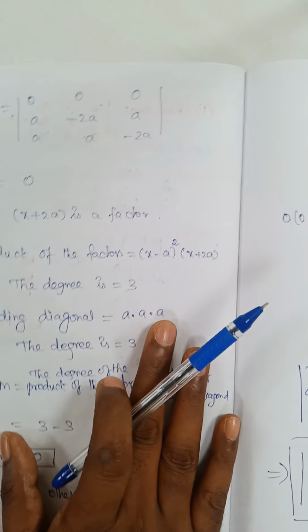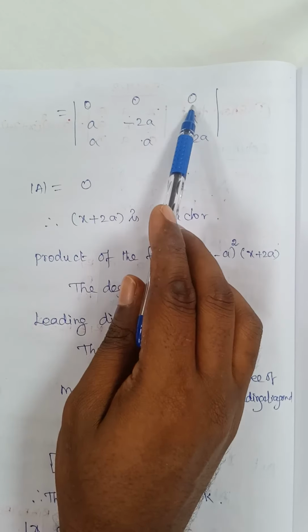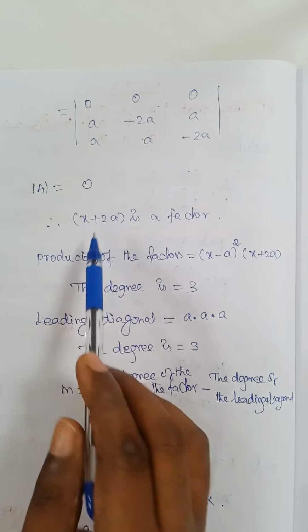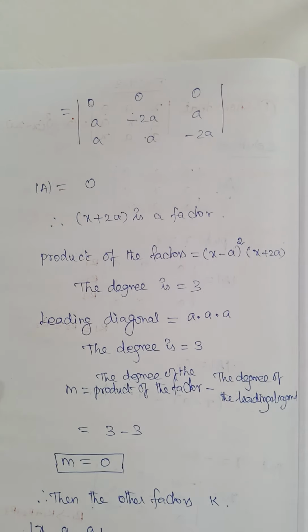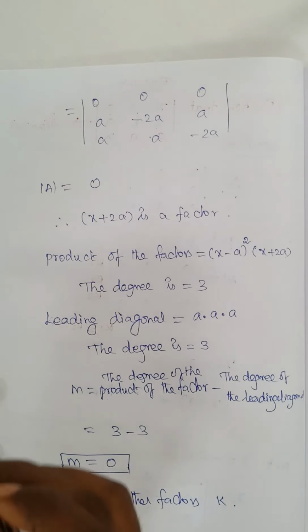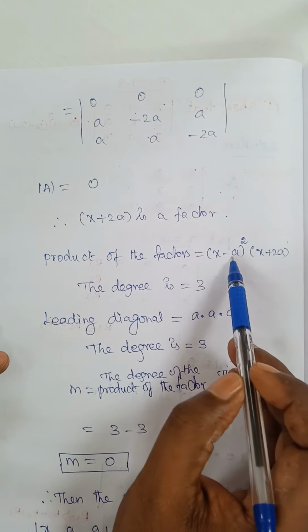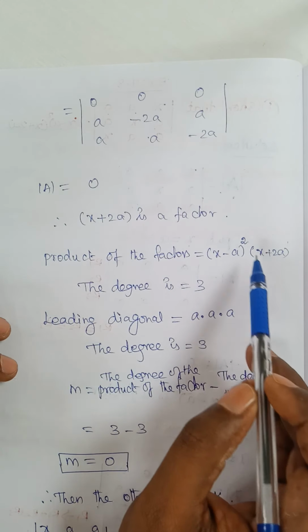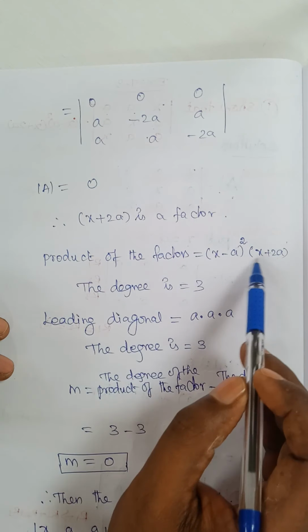The next one, here first row fully 0. So determinant value is equal to 0. So x plus 2a is a factor. Next, all the factors we have to find. Next, the product of the factors. First we found (x minus a) the whole square as a factor. Next we found x plus 2a as a factor. We multiplied both.